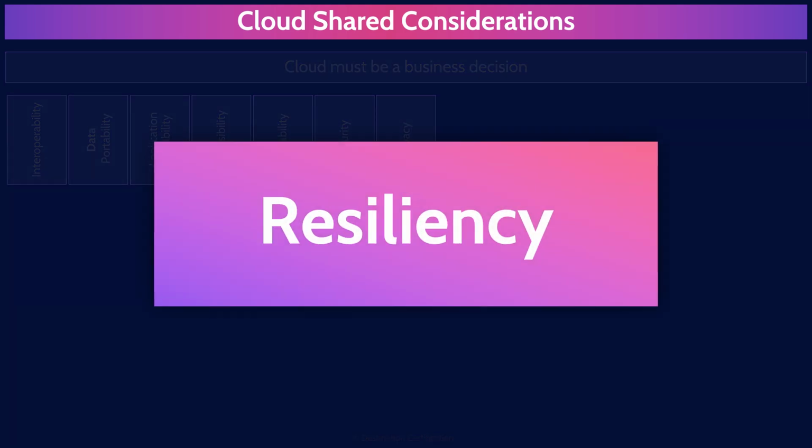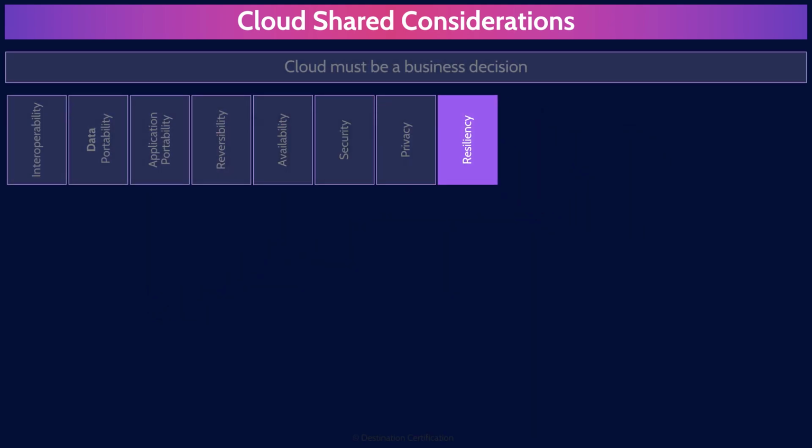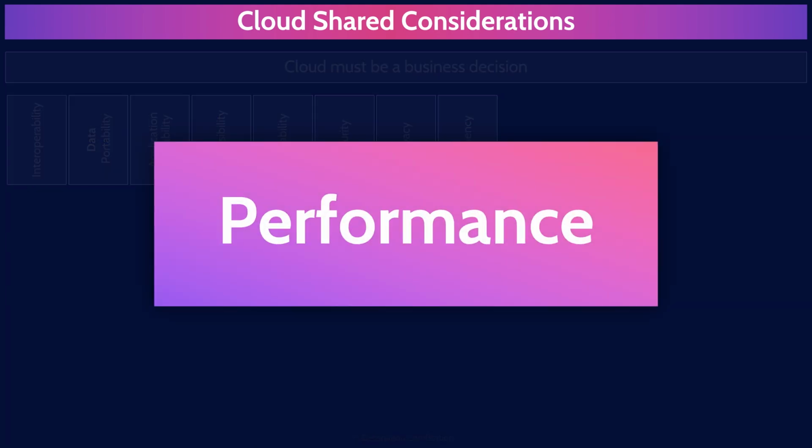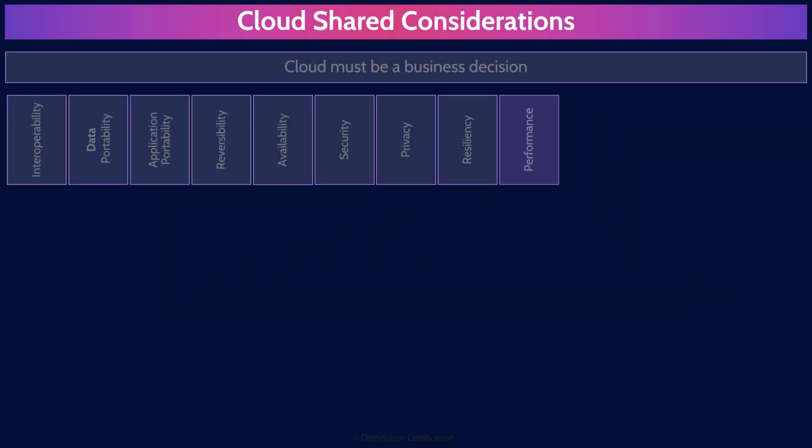Resilience is the ability of cloud infrastructure to maintain its operations and availability in the face of unexpected events, such as hardware or software failures, cyber attacks, or natural disasters, just to name a few examples. Performance refers to the efficiency and speed at which cloud services and applications respond to users' requests, manage resources, and handle workloads, typically measured by latency, throughput, scalability, and uptime.